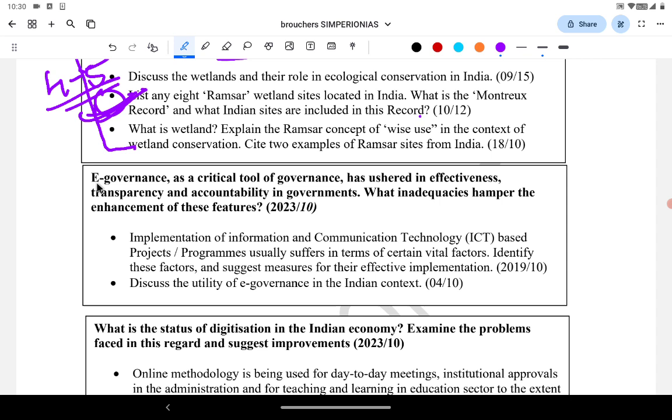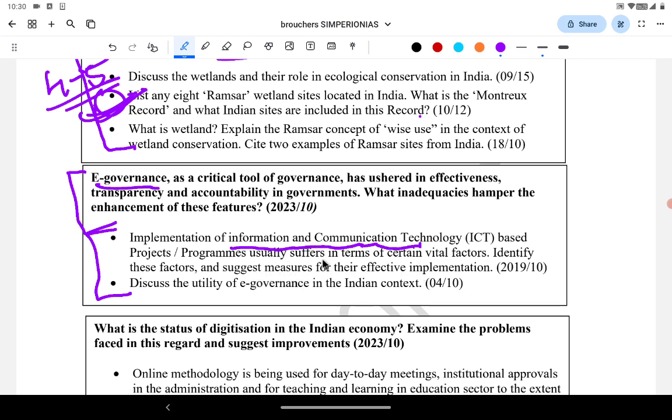See, the crux of the next question is that e-governance has its importance and benefit in transparency and accountability, but there are some roadblocks, some challenges. Let's consider these two questions. It can be asked as e-governance or as implementation of information and communication technology, ICT, in the administration.